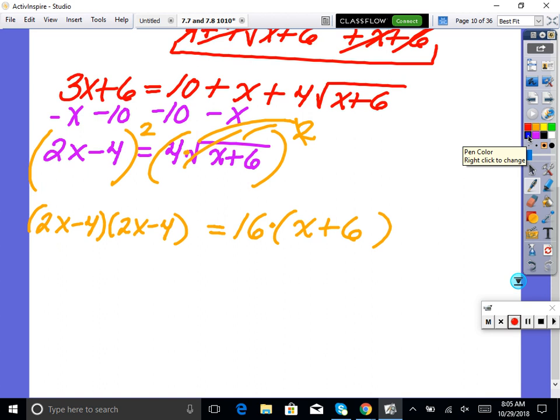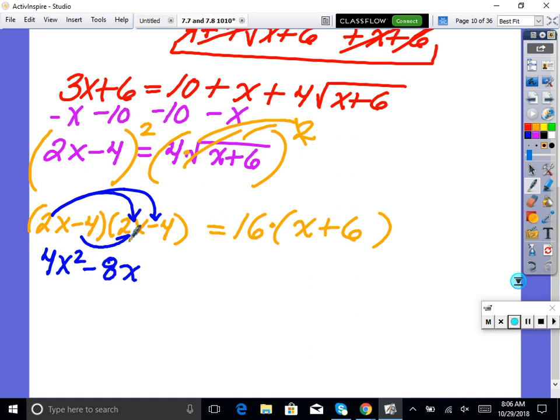So now we've got to say, okay, how are we going to solve this? We need to have all like terms in the same spot. So we've got to multiply this out. 2x times 2x is 4x squared. 2x times negative 4 is negative 8x. Negative 4 times 2x is negative 8x. And then negative 4 times negative 4 is plus 16.